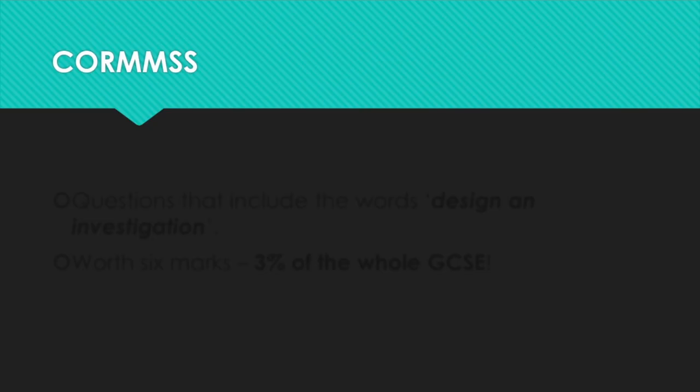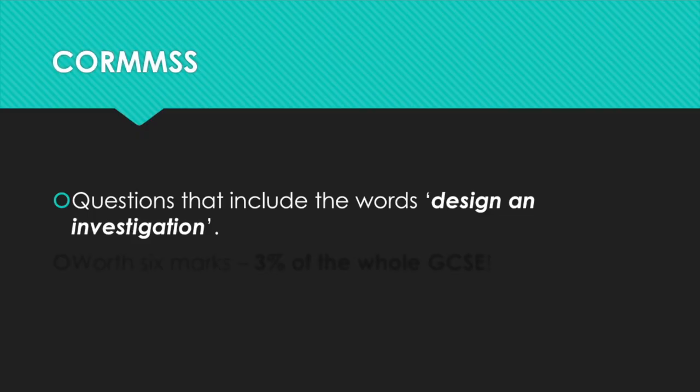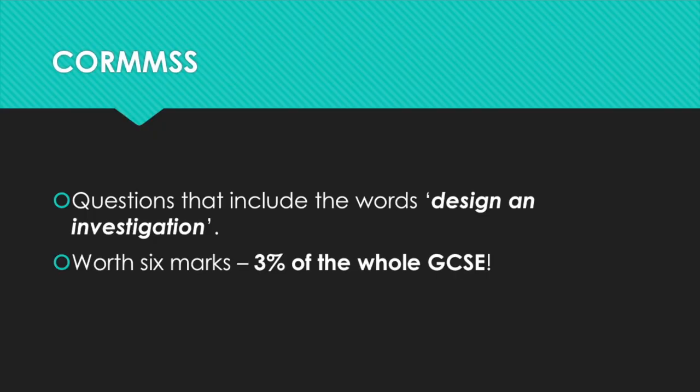CORMMSS will be written in all of the mark schemes. If you've seen any mark schemes so far, then you'll see that there's always a question that uses this scheme. The CORMMSS scheme is used for questions that include the words design and investigation in them. You'll always see those three words, and so if you do, that'll set off an alarm bell ringing for you. I've got to use this CORMMSS system for answering this question. And these questions are always worth 6 marks. That's an amazing 3% of your whole GCSE, so it's really worth knowing how to answer these kinds of questions.